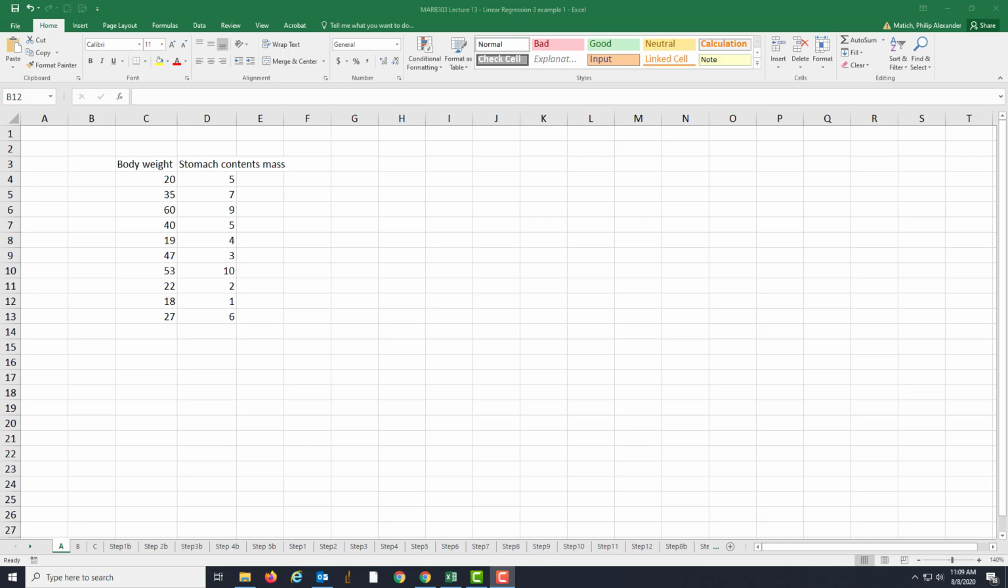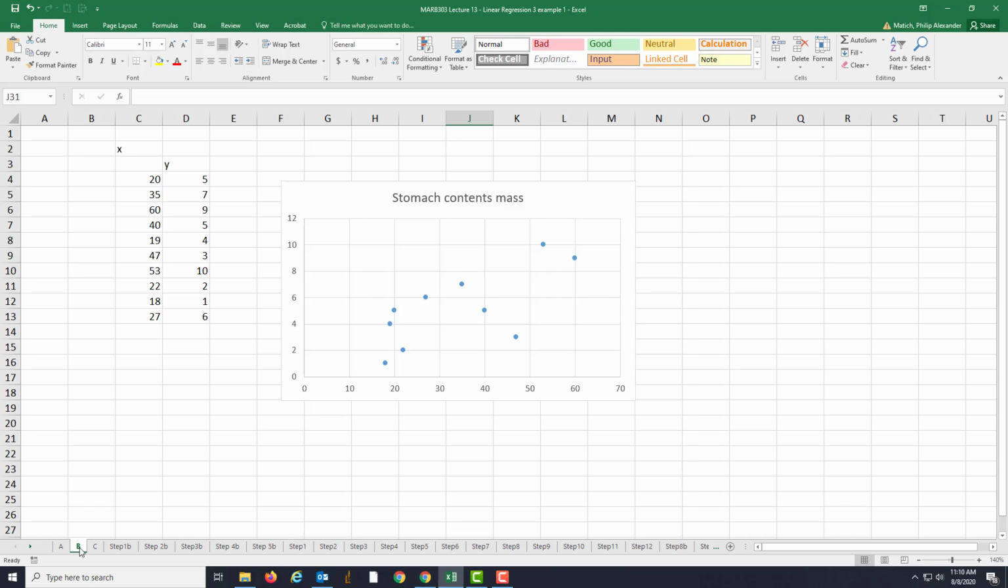So we have our data set here, and we're interested in how body weight affects the amount of mass in the stomach of a particular animal. So essentially how much food an animal eats, and we might predict that as an animal gets bigger, it's going to be eating more food. So again, another important first step, plotting our data, seeing if this makes sense based on our data set.